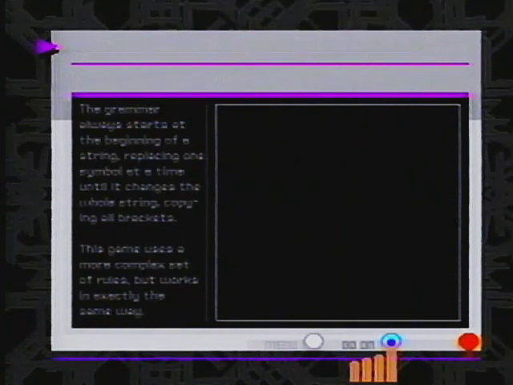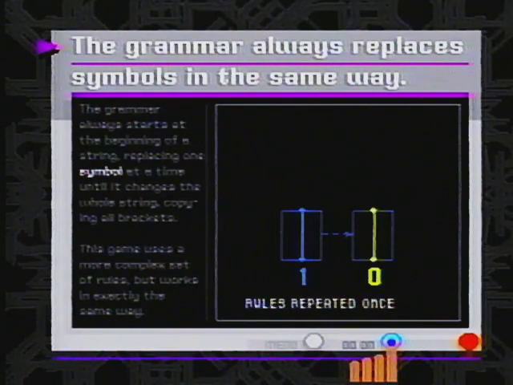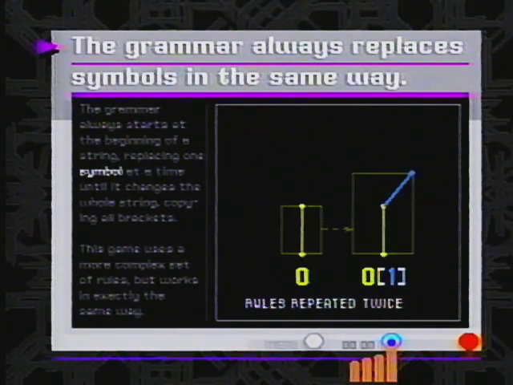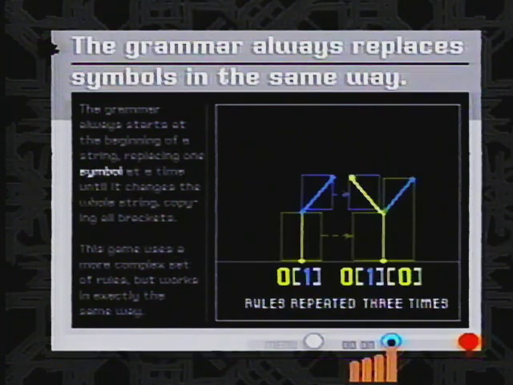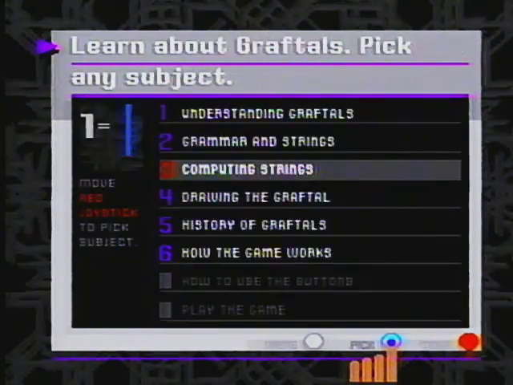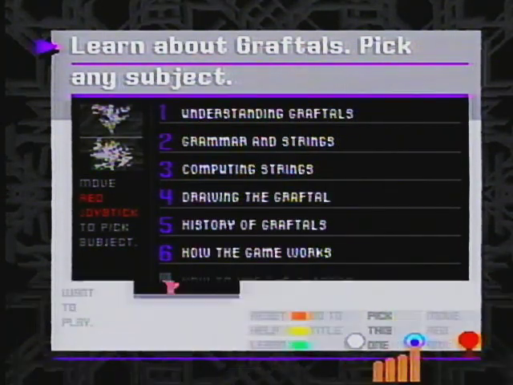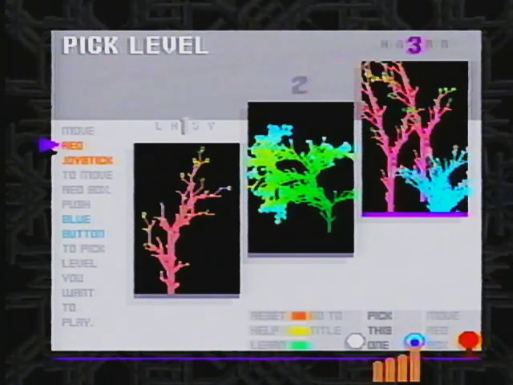These replacements continue in the game until the number of repeats selected has been attained. That is, how many times the grammar is applied to the string. When you program a graphtal, it's the same thing. You have to define your initial string and how many times the grammar is applied to the string. Since we now know more about how a program uses strings and grammars to create graphtals, let's play level 3.